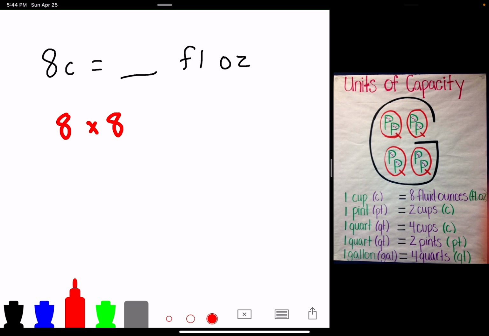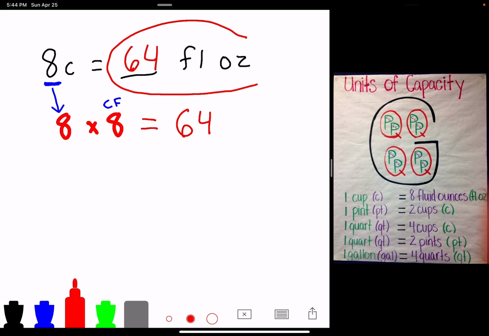I know I need to do that because I have 8 cups here, and so that goes here. My conversion factor is the second number, and I need to multiply those two things together. That's how you solve these problems. So I know that 8 times 8 is 64. That means my answer is 64 fluid ounces. So I multiplied the number of cups by the conversion factor, and that converted my number into fluid ounces. So now I know that there are 64 fluid ounces in 8 cups.